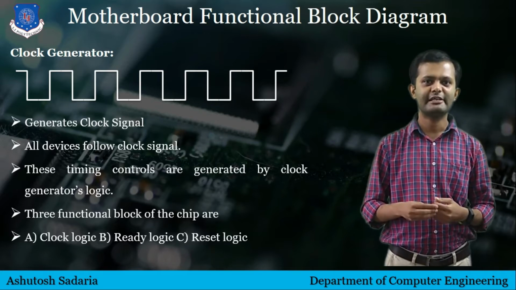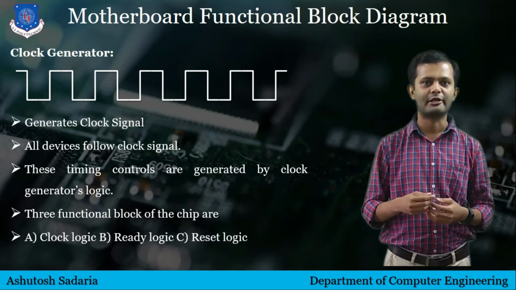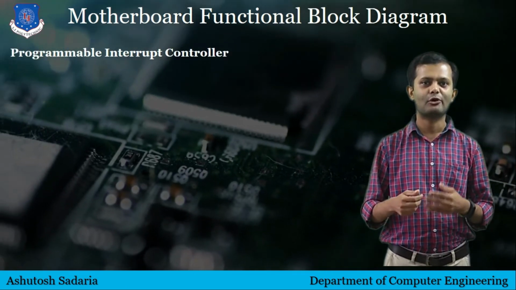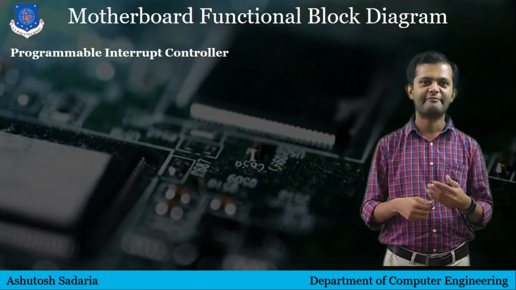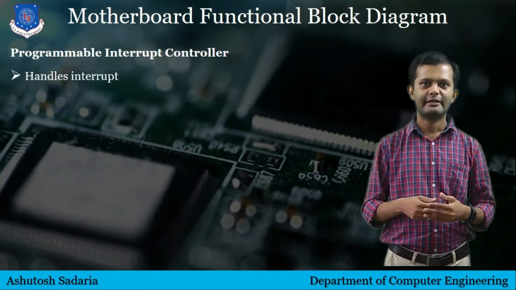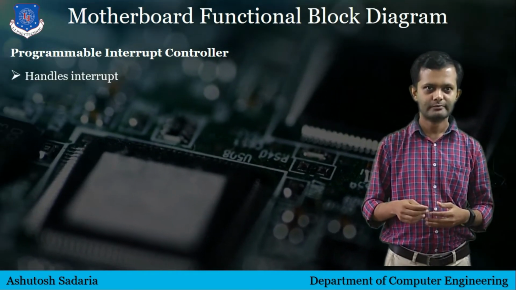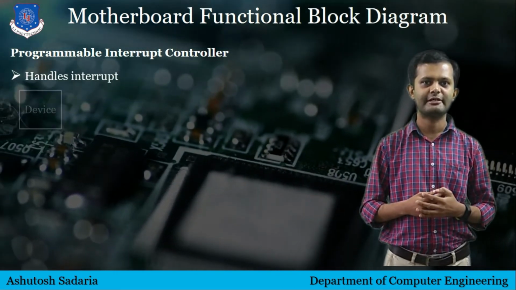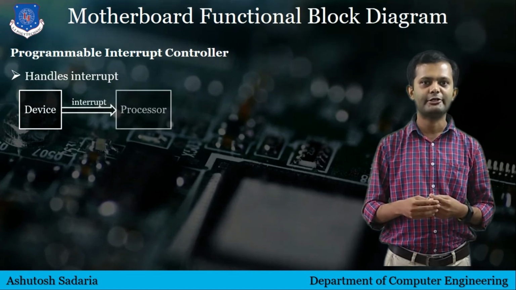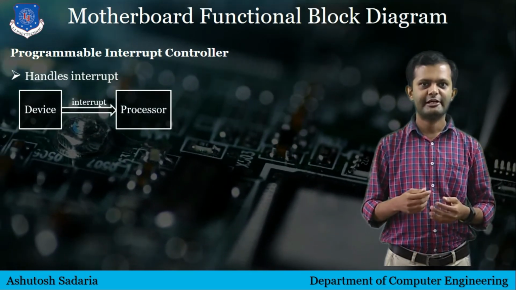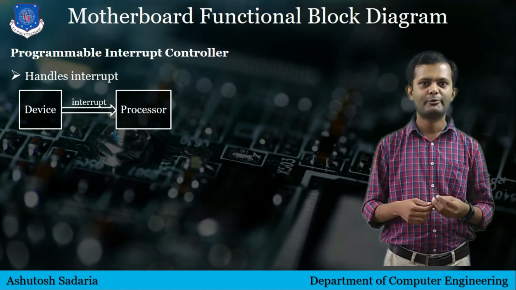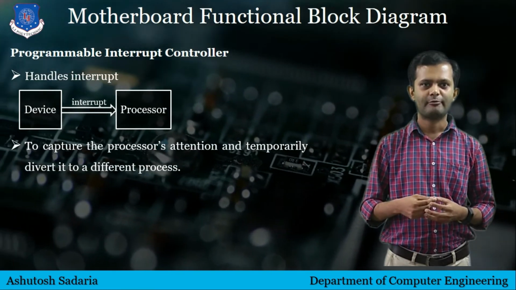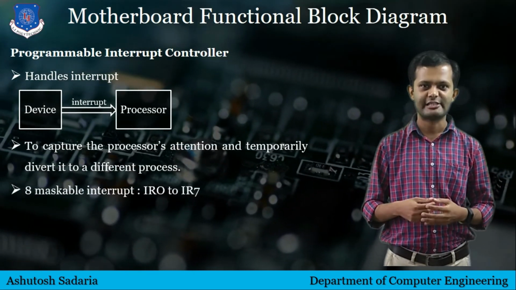The next component is the programmable interrupt controller. The interrupt controller handles all the interrupts generated by different devices and the processor also. Interrupts are generated to capture the processor's attention and temporarily divert it to a different process. The interrupt controller handles up to 8 maskable interrupts, from IR0 to IR7.